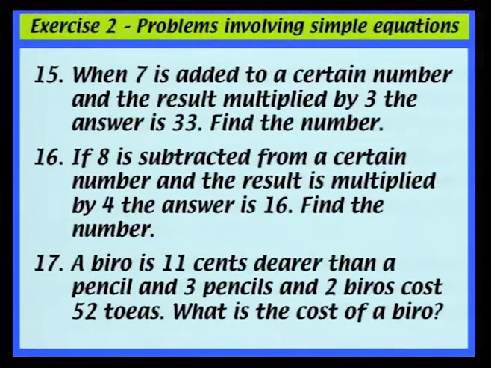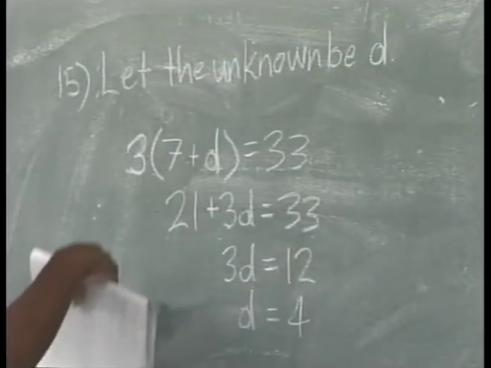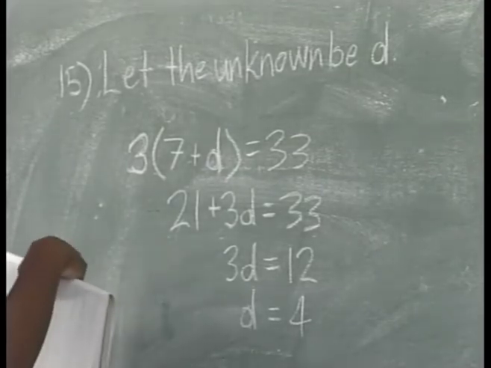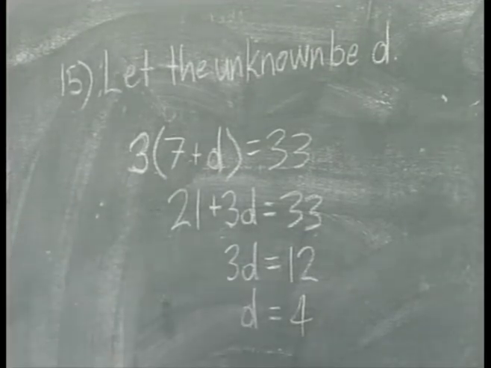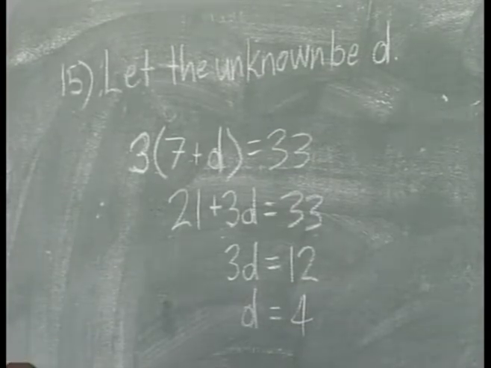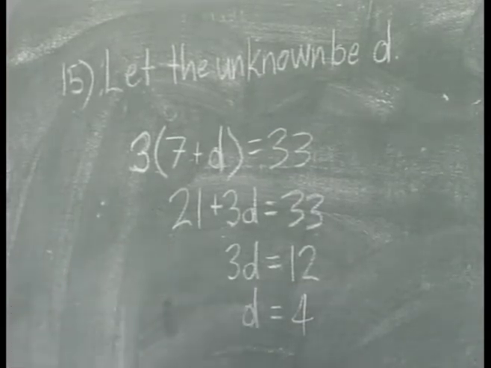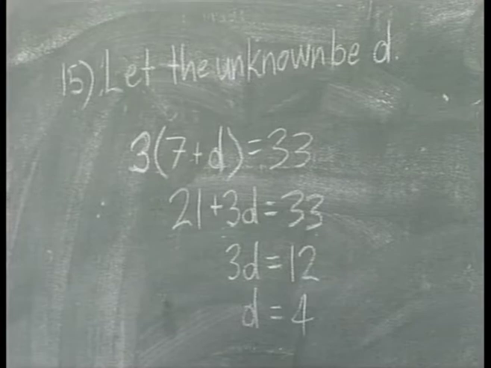The question reads, when 7 is added to a certain number, the result is multiplied by 3, and the answer is 33. So we factorize the equation, putting 7 plus d in brackets and 3 outside. The answer is 33. You simplify, get 21 plus 3d equals 33. 3d equals 12, and the unknown number is 4.